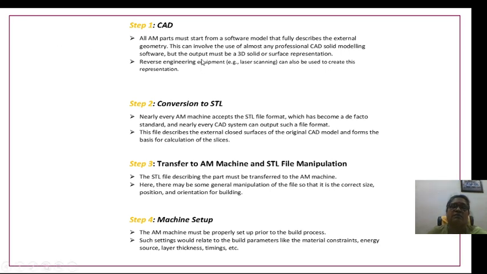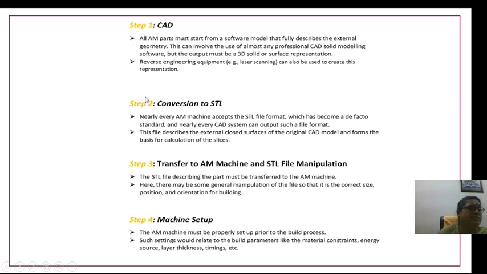This can involve the use of almost any professional CAD solid modeling software, but the output must be a 3D solid or surface representation. That is the generation of the computer aided design model. In terms of the process chain, the first step of AM technology is 3D digital computer aided design, that is CAD design.